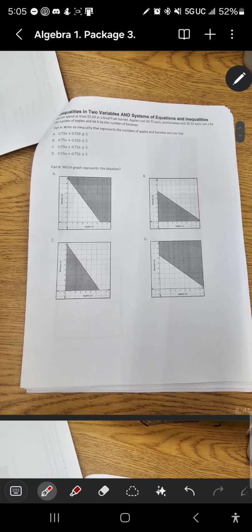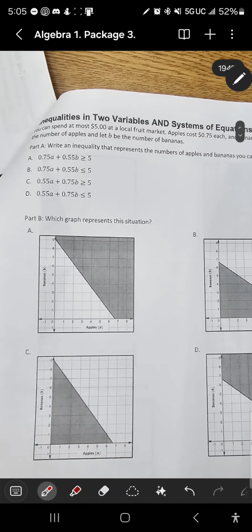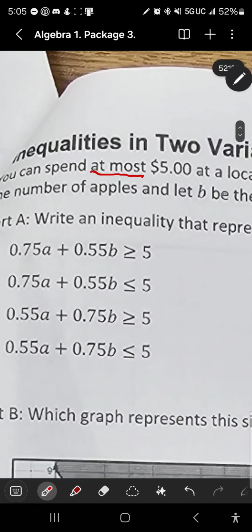So, inequalities. You can spend at most $5. Okay, at most. Remember what I was telling you last class? This word is really important. When you see "at most," it just means that you can spend up to $5. You can spend $4.99, $4.30, $1.50, or $5.00, but you cannot spend more than that.